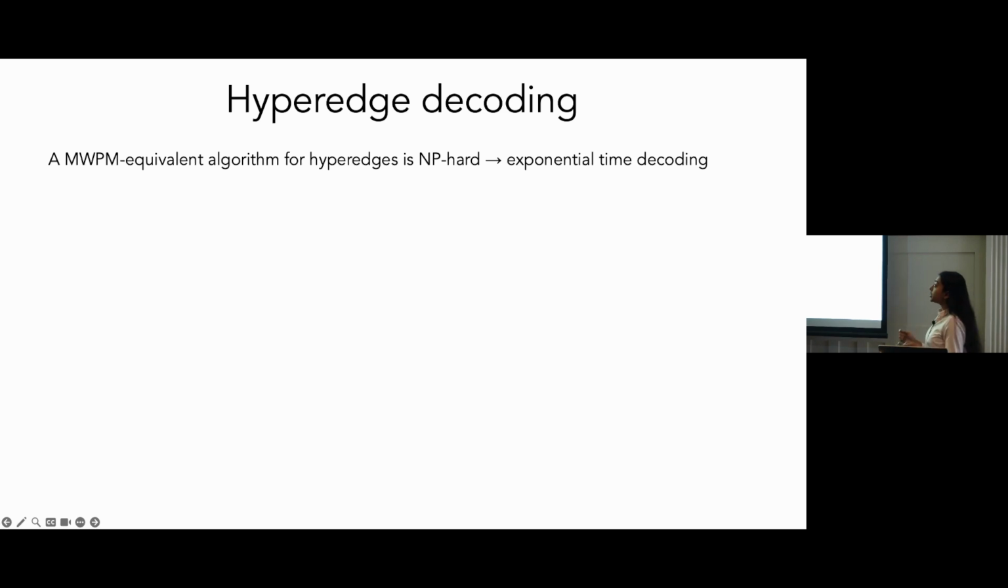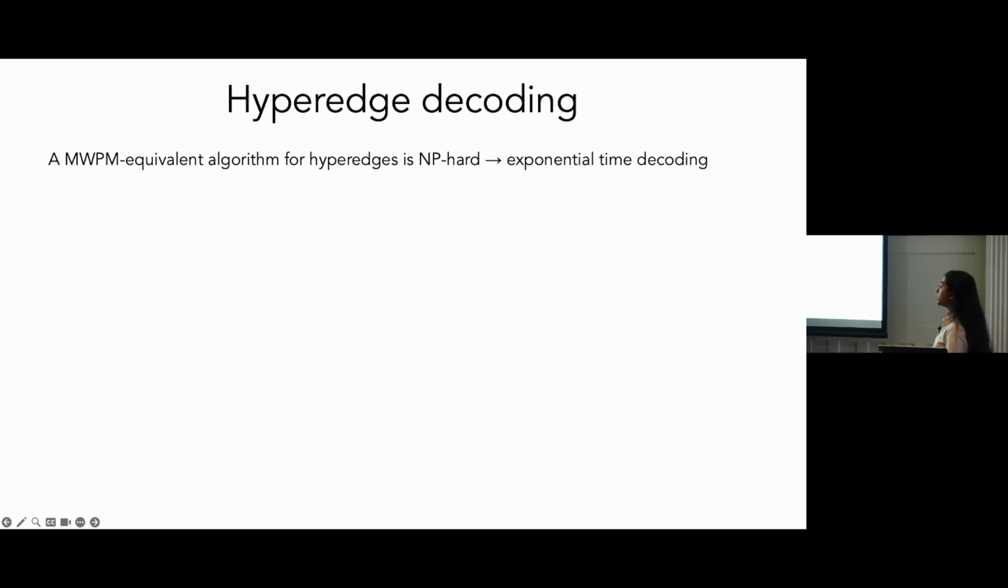Now, when we have simple edges that connect up to 2 defects, we can use minimum weight perfect matching. But if you have hyperedges that connect 4 defects, like I showed on the previous slide, that problem is in fact NP hard. Finding the most probable error takes exponential time to decode and figure out. And this is not desirable for us.